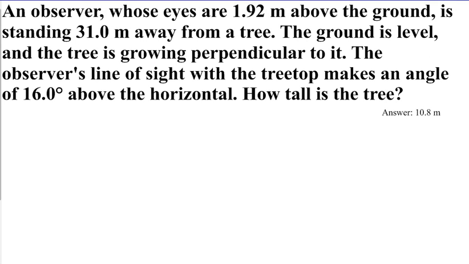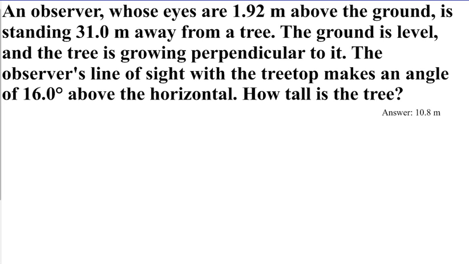All right, the third problem. An observer whose eyes are 1.92 meters above the ground is standing 31.0 meters away from a tree. The ground is level, and the tree is growing perpendicular to it. The observer's line of sight with the treetop makes an angle of 16 degrees above the horizontal. How tall is the tree?